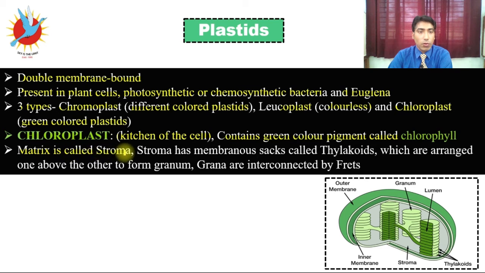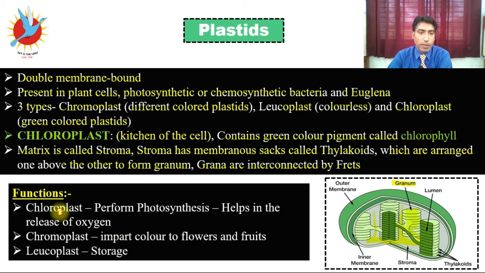So matrix of the chloroplast is known as stroma. Stroma has membranous sacs called thylakoid, which are arranged one above the other to form granum. Each granum is connected by frets or grana lamina. Here you can see that this area, the liquid or jelly-like substance present inside the chloroplast is known as stroma. Inside the stroma, sac-like structures are present that are piled up one above another. So these are known as thylakoids. The stack of thylakoids is known as grana. Each grana is connected by the frets.